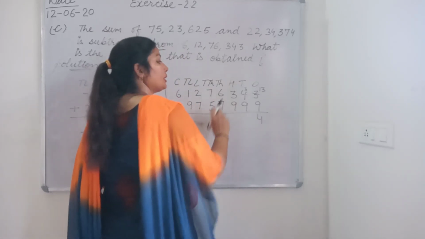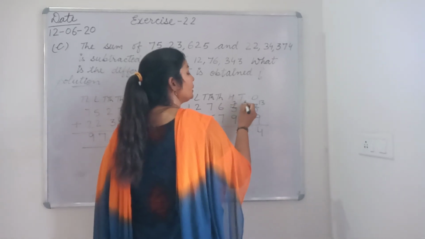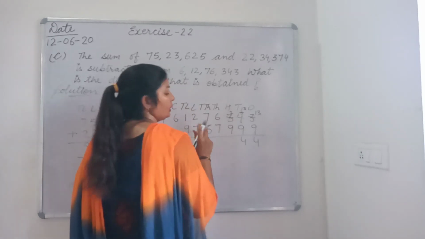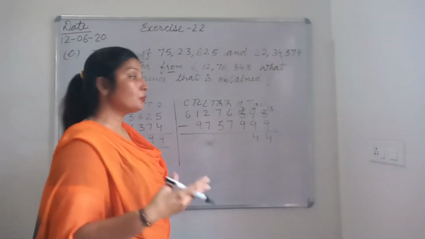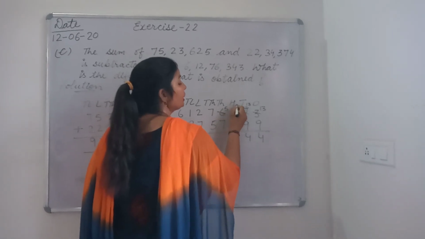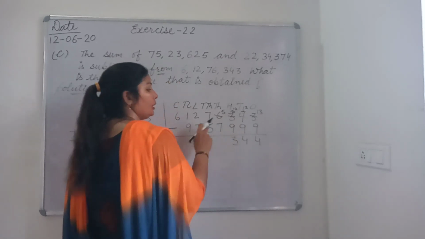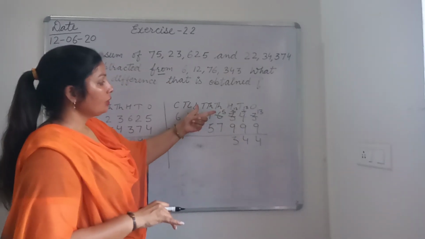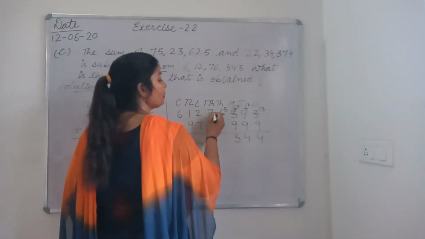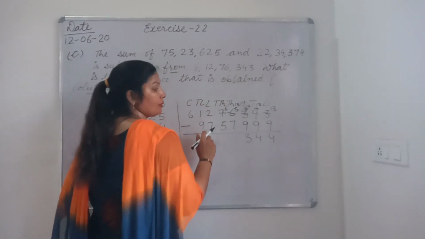Now we can subtract 9 from 3? No. Again we will take borrowing. So there will be 2 and there will be 13. 13 minus 9, 4. Now again we can't subtract 9 from 2. So again we will take borrowing. So there will be 5 and there will be 12. 12 minus 9, 3. Now again upper number is 5, lower is 7. Again we can't subtract, so we will take a borrowing. So there will be 6 and there will be 15.